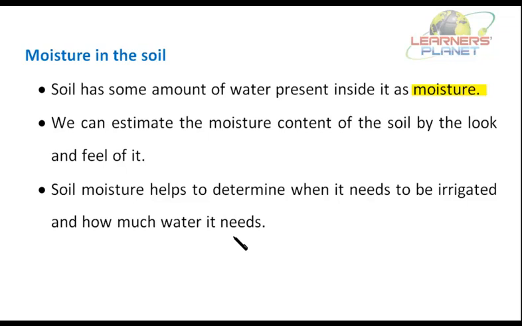Because every crop or every plant does not need the same amount of water. That is why soil moisture is one such important property which helps to determine how much water a plant needs. Accordingly, it needs to be irrigated. If there is any plant which needs more water, then obviously it needs to be irrigated. And there are some plants which do not need so much water, so they need not be irrigated.